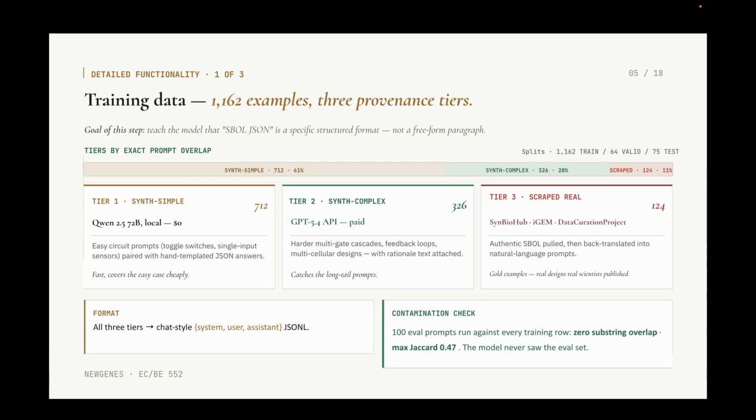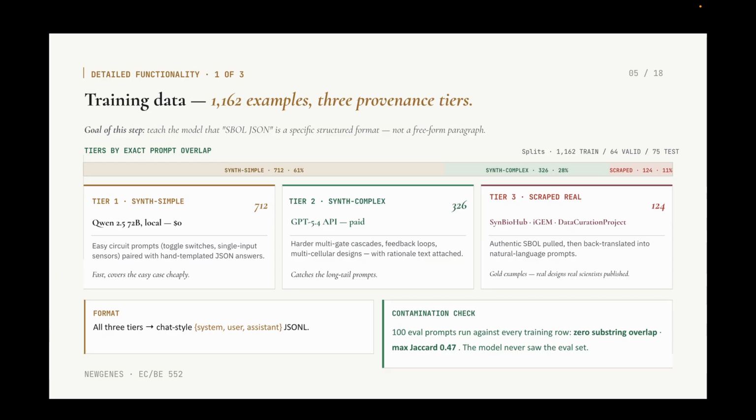This is the training data we use to train our models. We have more than 1,000 examples, and we've separated them into 3 tiers. Tier 1 was for the simple circuits, with a model called Qwen 2.5 72 billion run locally to generate them. For tier 2, we use the GPT 5.4 API to generate the relatively more complex circuits. Besides that, we also use the API to do some repair work on the simple circuits we generated before.